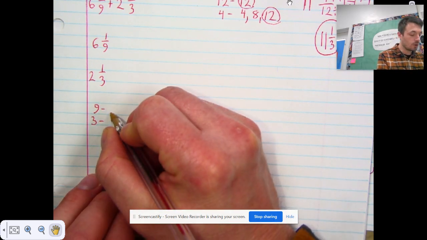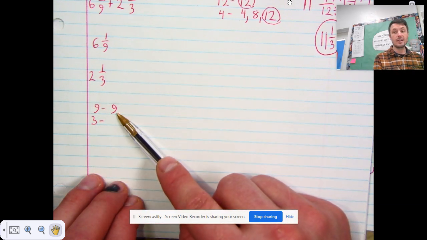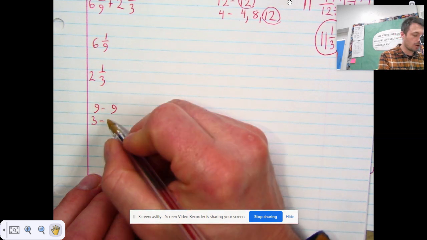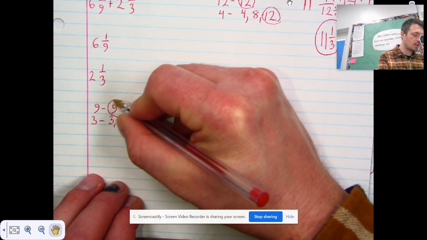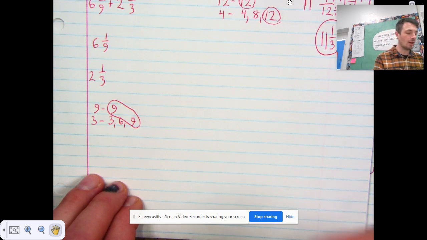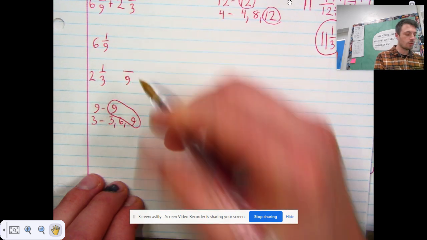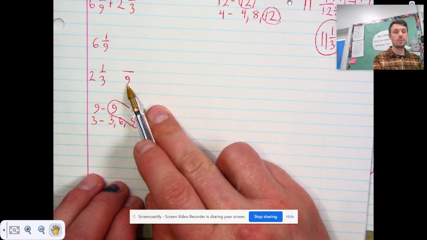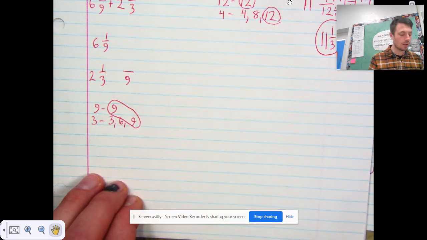So the first multiple of 9 is 9, and we know we're going to get to 9 counting by 3s, so we can stop right there. 3, 6, 9. So our LCM is 9, which means that's what we're going to use as our common denominator, or our LCD, lowest common denominator. Okay, so we're going to make an equivalent fraction next to 1/3, but it's going to have 9 as the denominator. We don't need to change 1/9 because it already has 9 as its denominator.